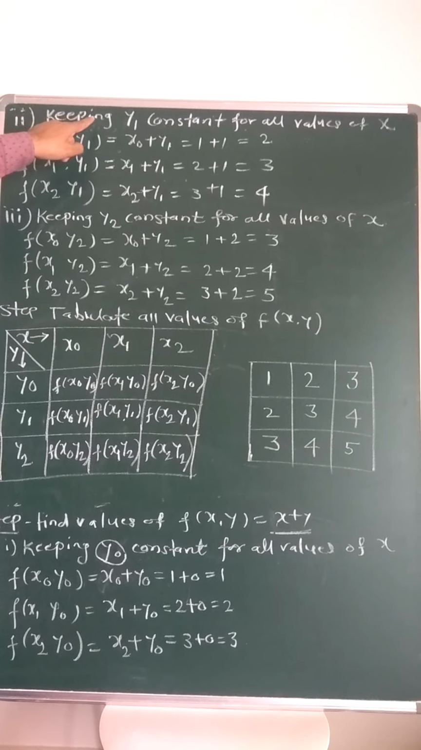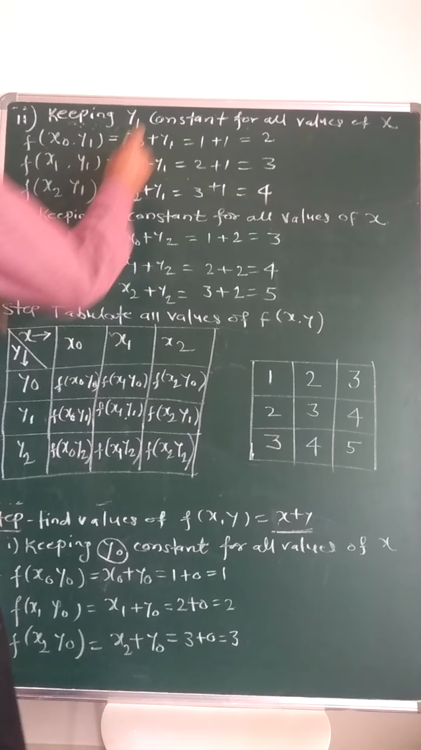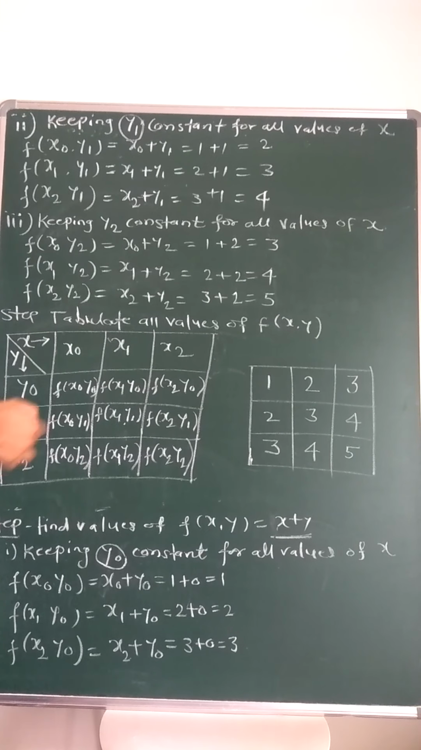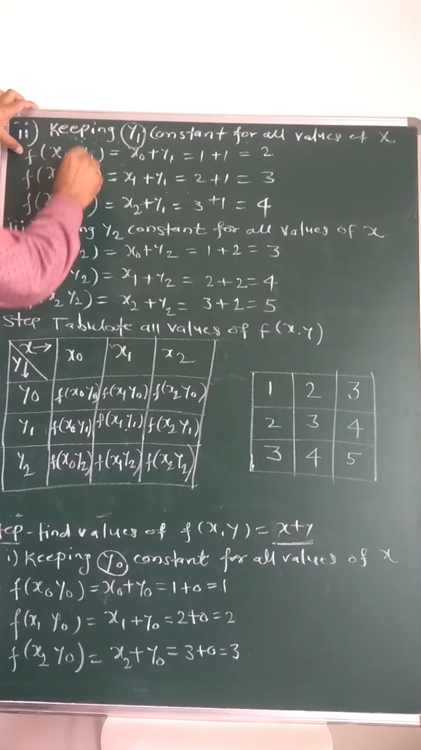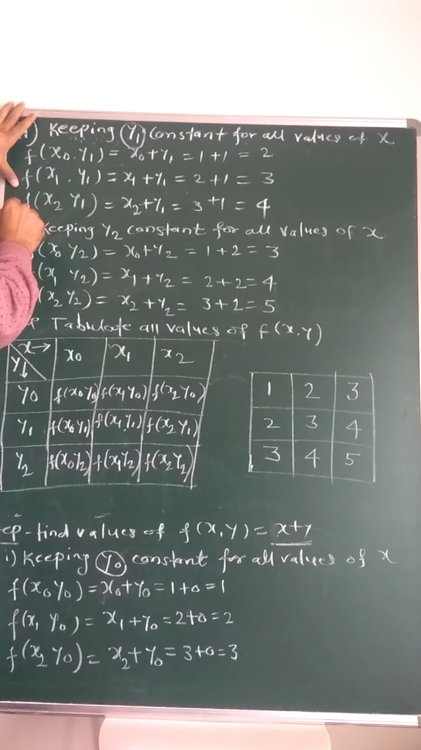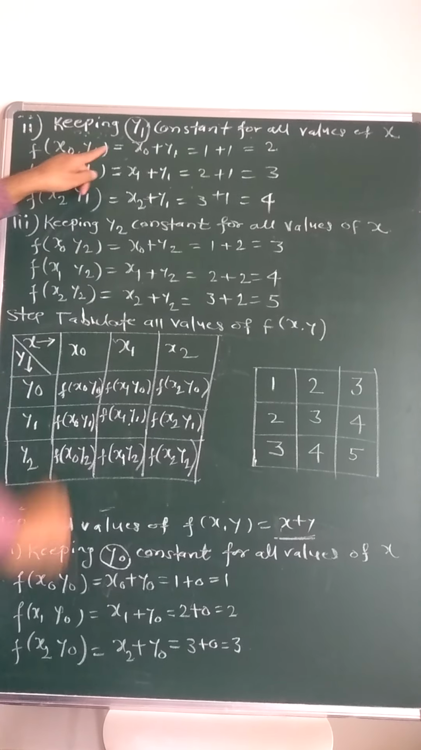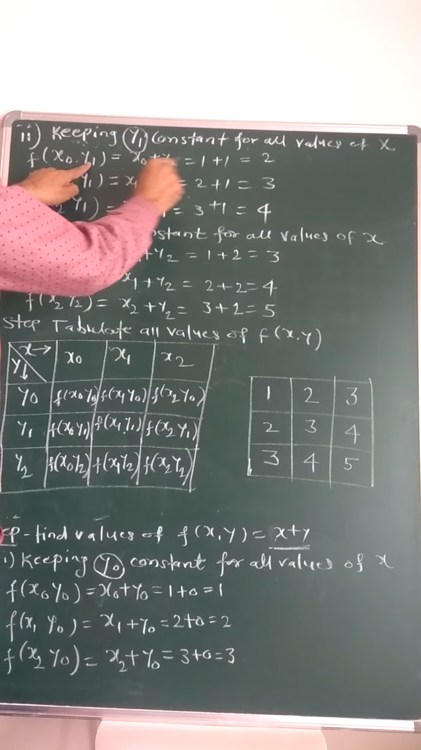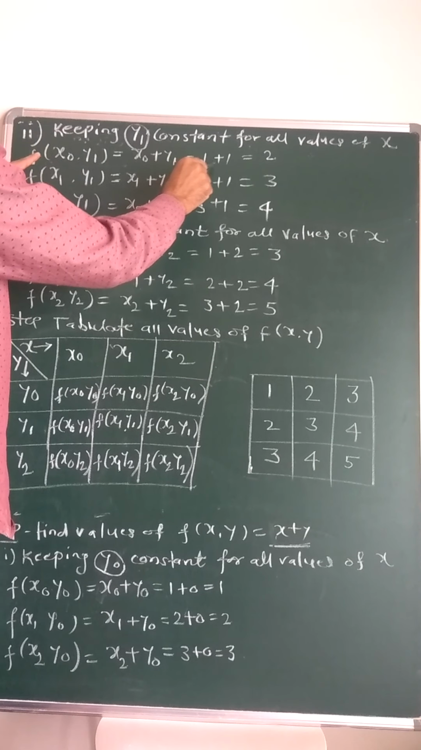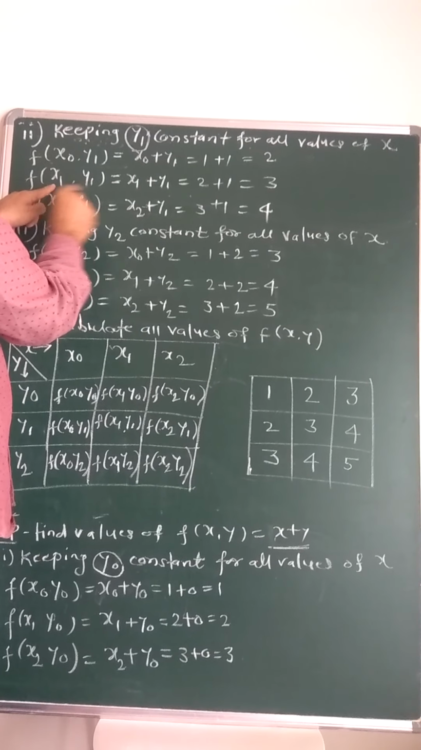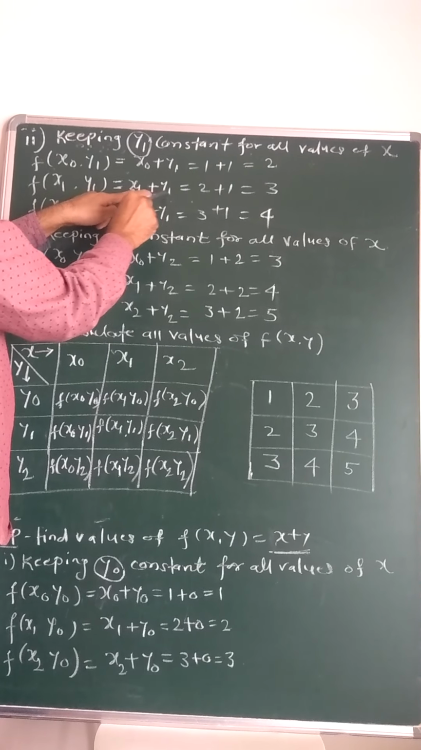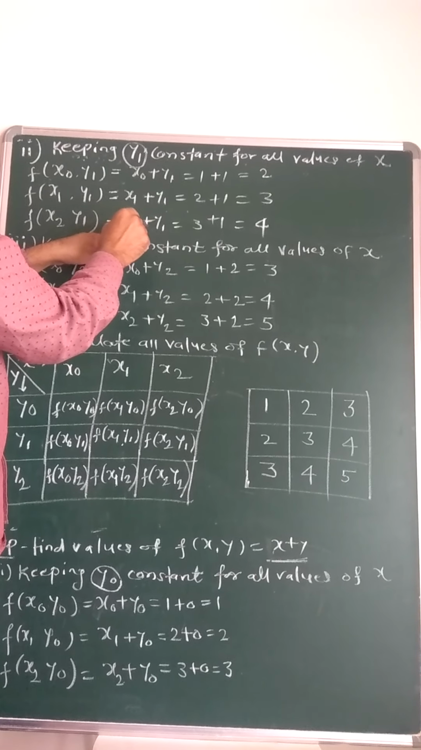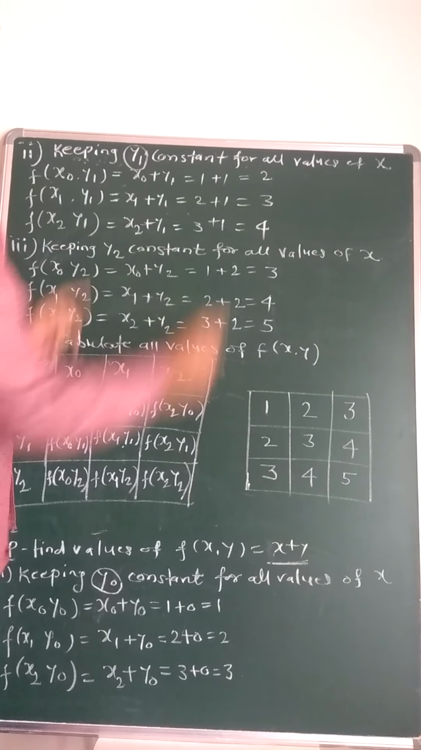Now second, keeping the term y1 constant for all values of x. Therefore, f of x0 y1, f of x1 y1, f of x2 y1. The function is x plus y. Therefore, x0 plus y1, x0 is 1 and y1 is 1, so 1 plus 1 is equal to 2. Similarly, f of x1 y1, that is x1 plus y1, is equal to 2 plus 1 is equal to 3, and next x2 plus y1 is equal to 3 plus 1 is equal to 4.